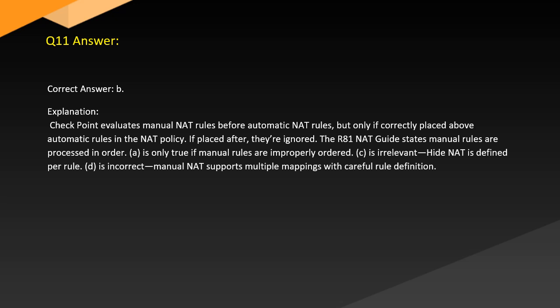A is only true if manual rules are improperly ordered. C is irrelevant. Hide NAT is defined per rule. D is incorrect. Manual NAT supports multiple mappings with careful rule definition.